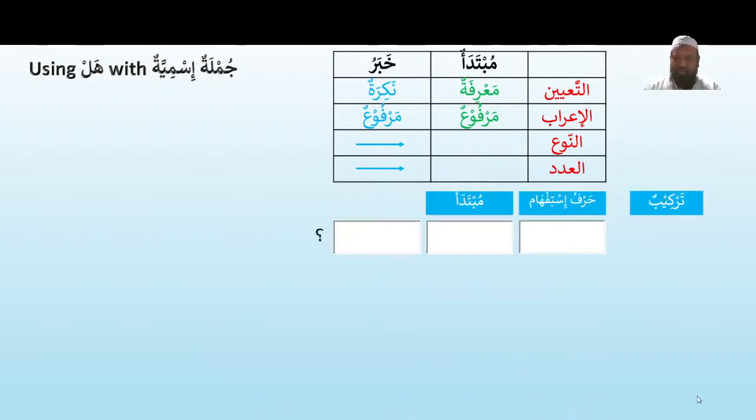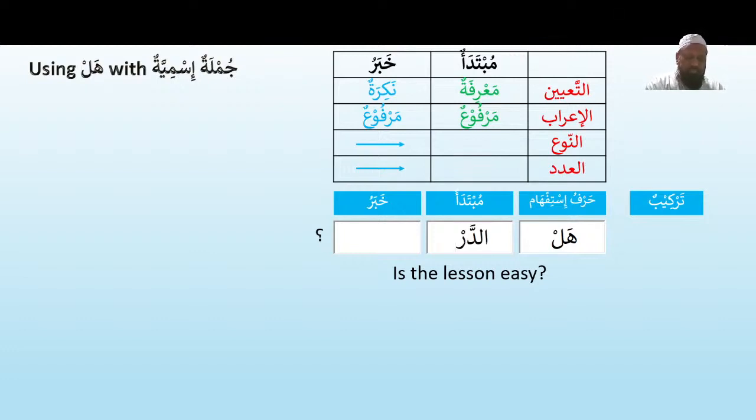All right, so what is the next example? Is this lesson easy? Let's use هل. هل, we need the مبتدأ. What are we talking about? Lesson. الدرس. What is الدرس? How will it show its إعراب? With the dhamma or with fatha or with kasra? How will this mubtada show its إعراب? Is it with fatha? Is it with dhamma? Or is it with kasra?